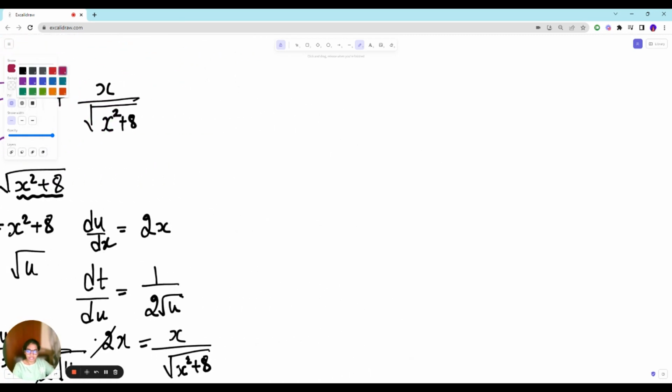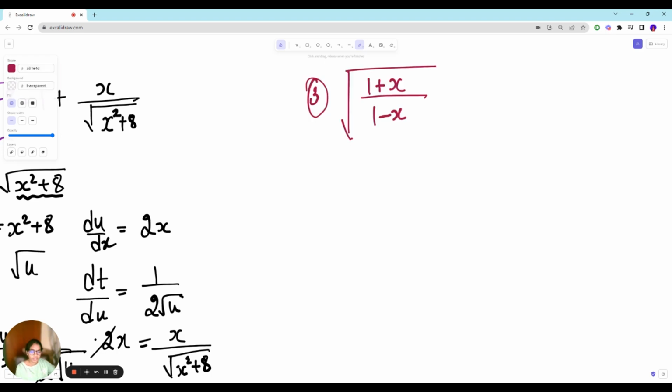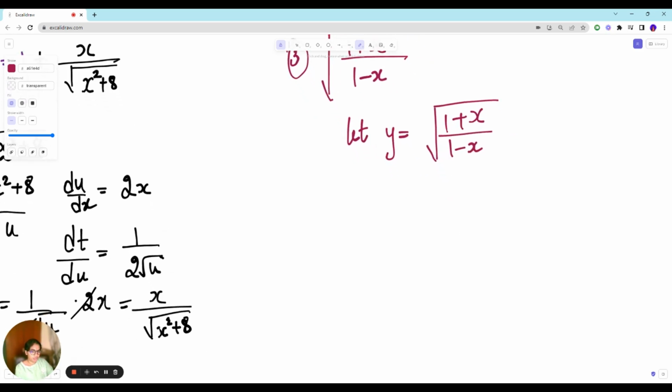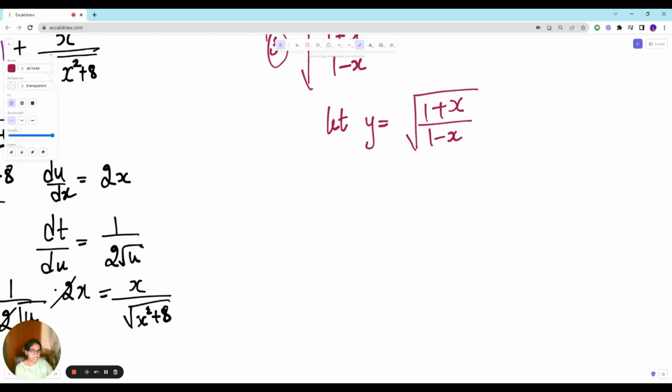Say third one is, find the derivative of square root of 1 plus x divided by 1 minus x. Okay, what is the first step? I'll say let y is equal to square root of 1 plus x divided by 1 minus x. What is the next step? Which rule do we use? Let me use the chain rule.